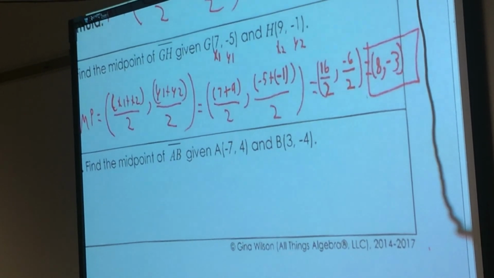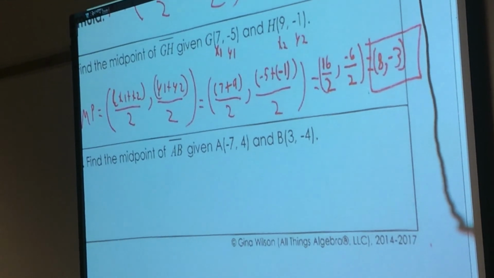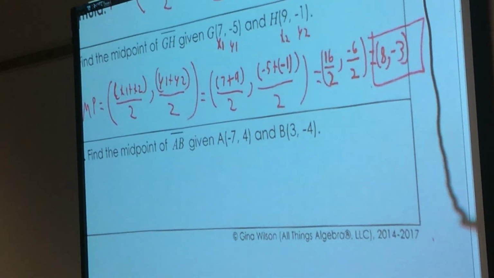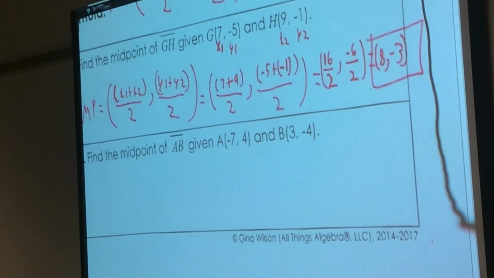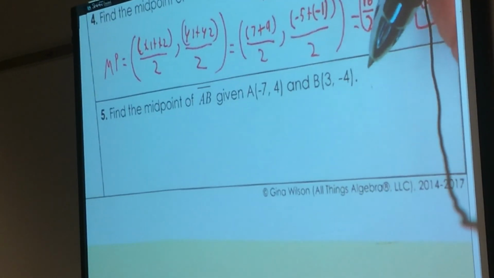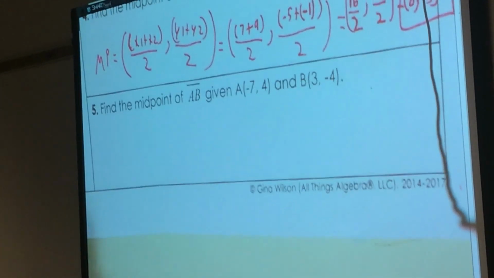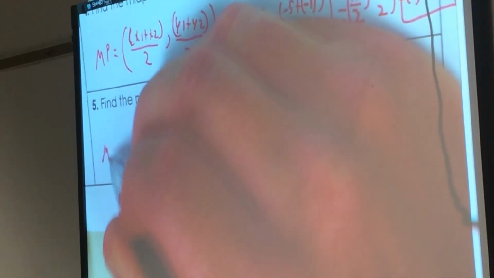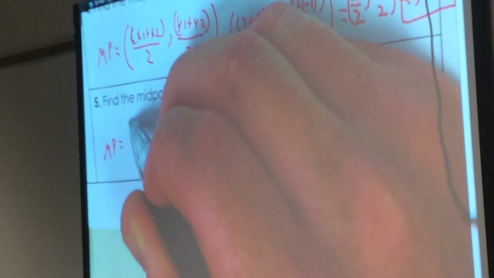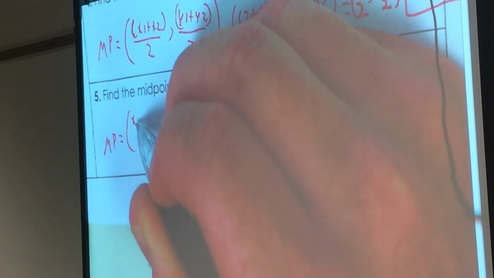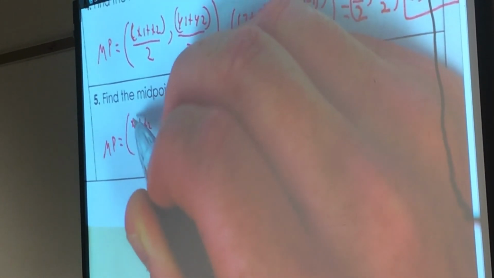This should be one of the simpler things we do because you just have to plug those values into that formula. So we'll do number 5 together again. So I have midpoint. If you write the formula every time, it'll help you a lot to remember it.